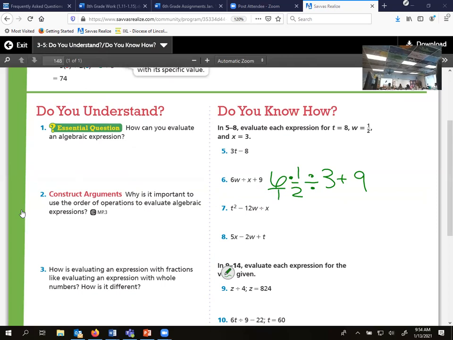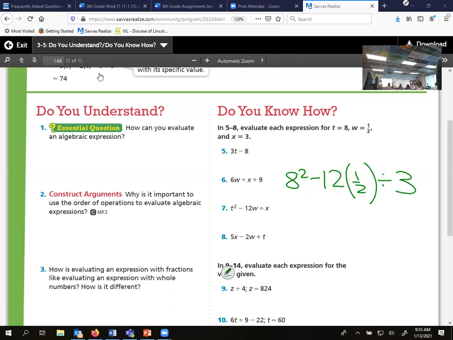Okay, so let's look at number 6. 6 times W. What's W? 1/2. And then that's divided by X plus X. What's the first thing I do? What is 6 times 1/2? 6 over 2, or 6 divided by 2, is 3. Then 3 divided by 3 plus 9. What's 3 divided by 3? 1, plus 9. The solving shouldn't be anything new, it's just making sure you plug in the right values.